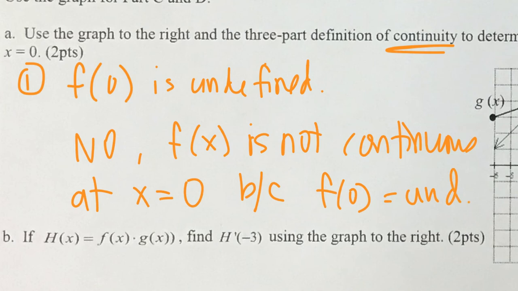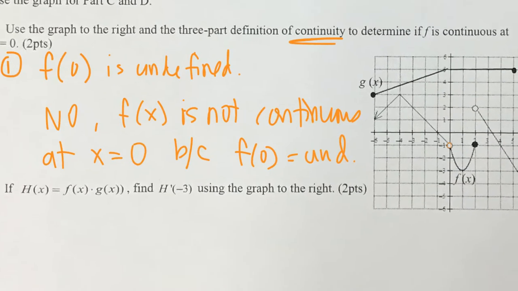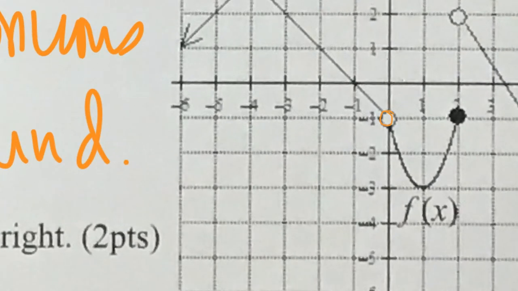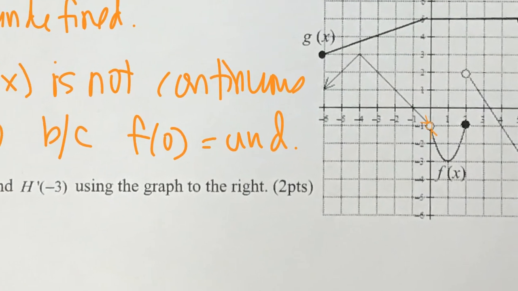Okay, so the first part of our definition is that there's actually a y value there. And then the second part is that the limit exists. So if we were to have a y value, you could go find the limit from the left, which is negative 1, and the limit from the right equals negative 1. So the limit exists, but the y value does not.